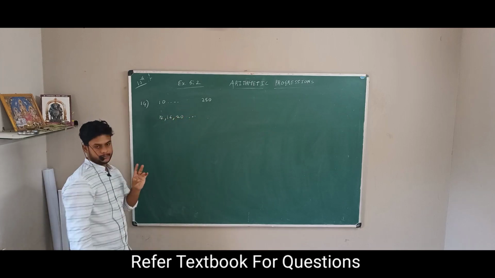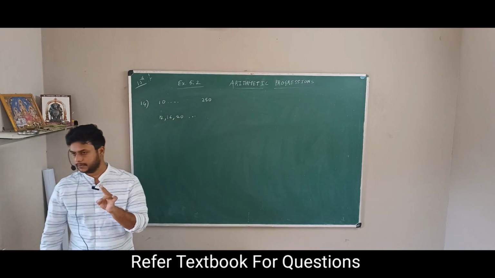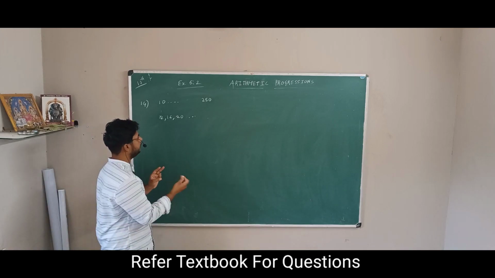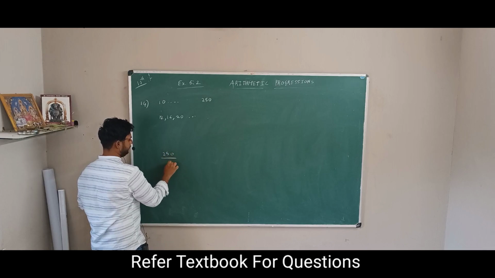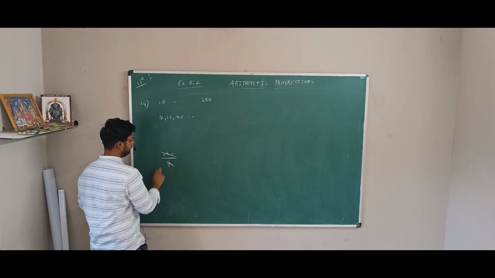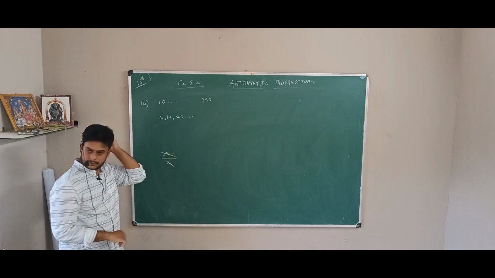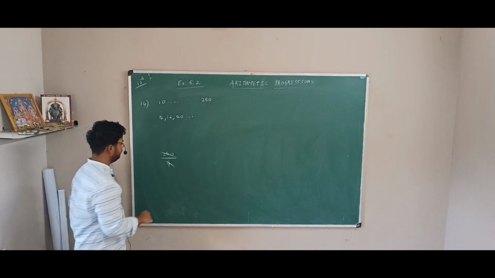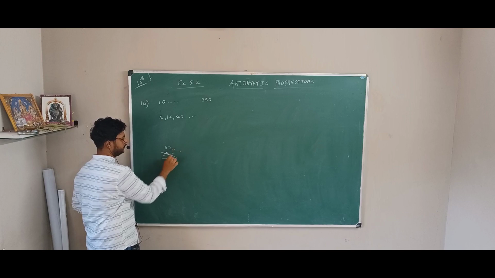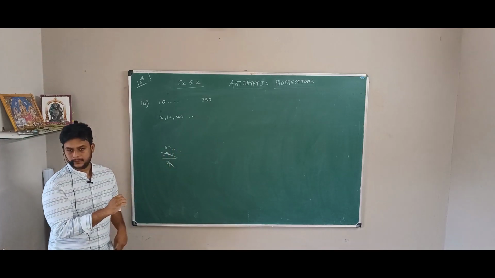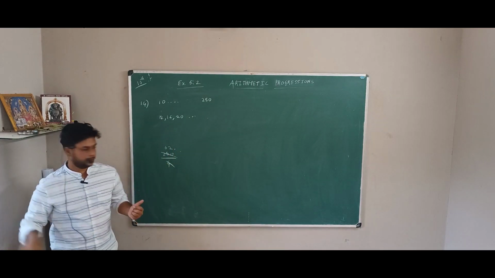Correct, and so on. Is 250 a multiple of 4? How will I understand it? 250 by 4. If I do, 4 ones are 4, 4 sixes are 24, 10 is remaining, 4 twos are 8, I will get a remainder. Yes or no? So it is not divisible by 4.